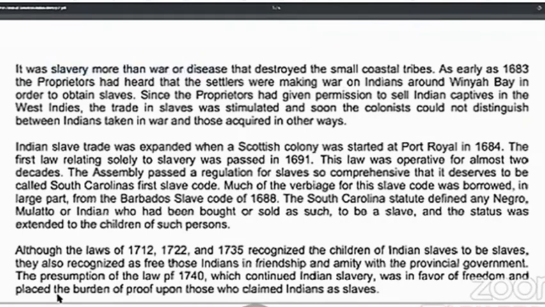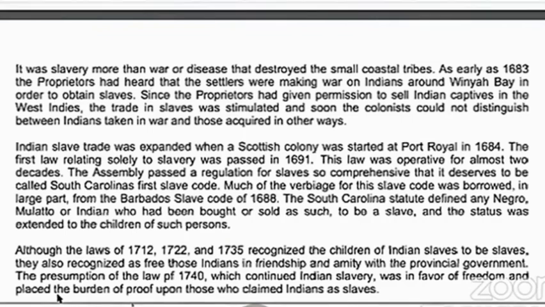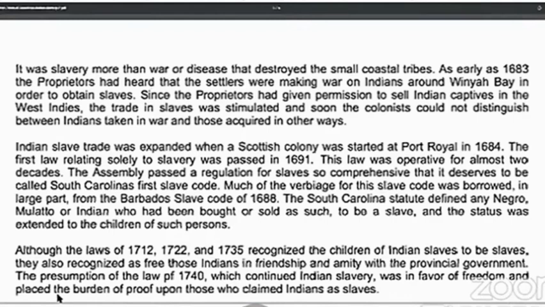As early as 1683, the proprietors had heard that the settlers were making war on Indians around Winyah Bay in order to obtain slaves. Since the proprietors had given permission to sell Indian captives in the West Indies, the trade in slaves was stimulated, and soon the colonists could not distinguish between Indians taken in war and those acquired in other ways. You see what I'm saying?